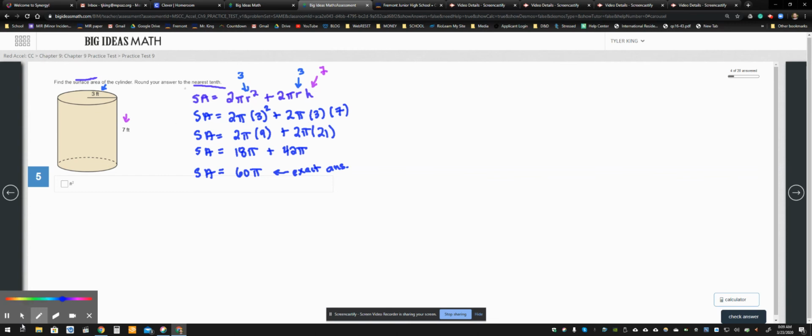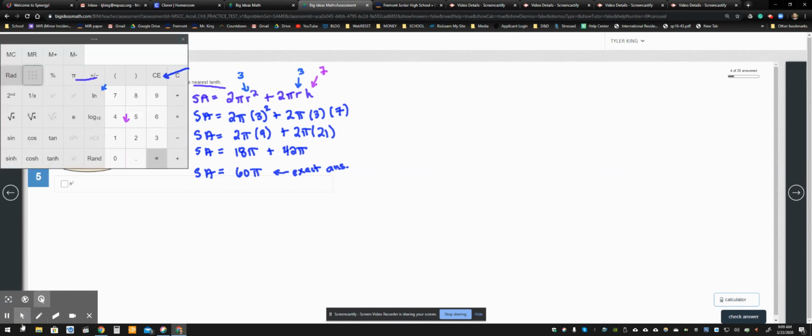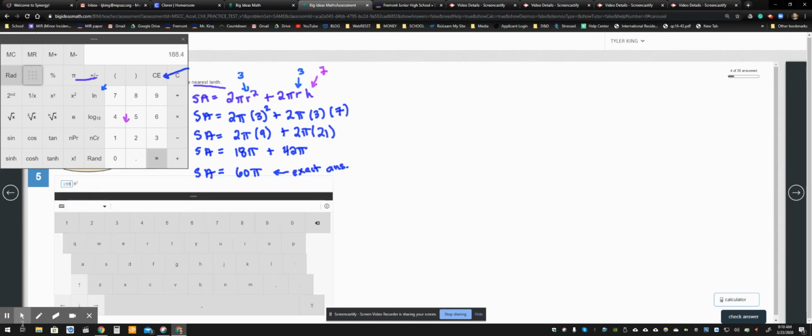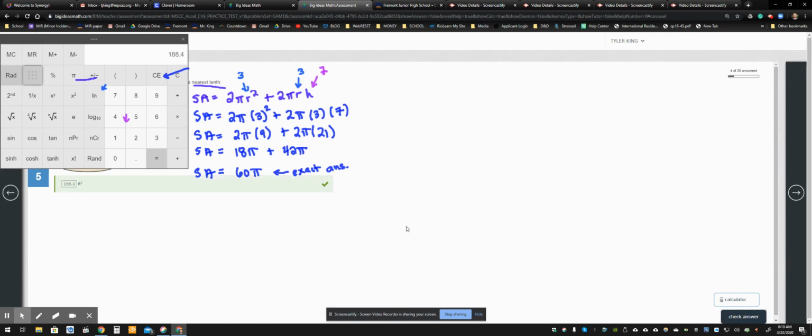So if we're going to approximate, which we have to do because it says round our answer to the nearest tenth, we're going to grab our calculator and take 60 times 3.14 to approximate its value, and we see it's 188.4. So let's go ahead and check that, 188.4. And when we do that, we are good.